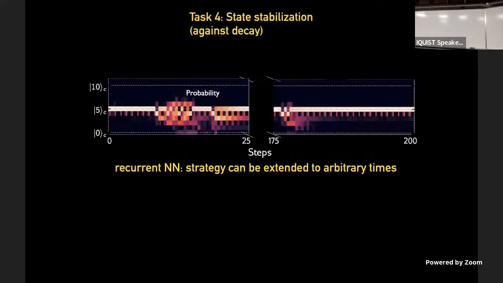And then finally, you can also do state stabilization. So assume there's constantly decay and noise going on, but there's a certain, say, Fock state or superposition state that you want to stabilize. How do you do this? And the thing is, here you can train on short time trajectories. And then if you're using a certain kind of neural network, it can actually extrapolate what it learned at these short times to arbitrarily long times to basically constantly stabilize the state.